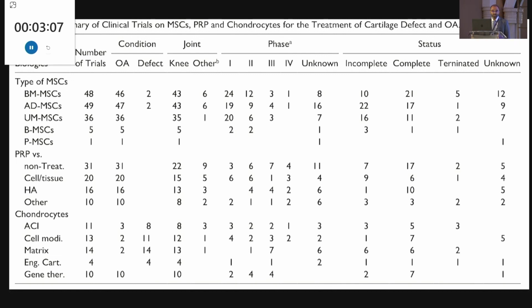And again, these are the number of clinical trials on MSCs and PRPs for the treatment of cartilage defects and osteoarthrosis. You could see a huge amount of different orthobiologics that are being studied. You could see, though, that the most number of trials are the top two. And again, the comments I've made earlier apply.